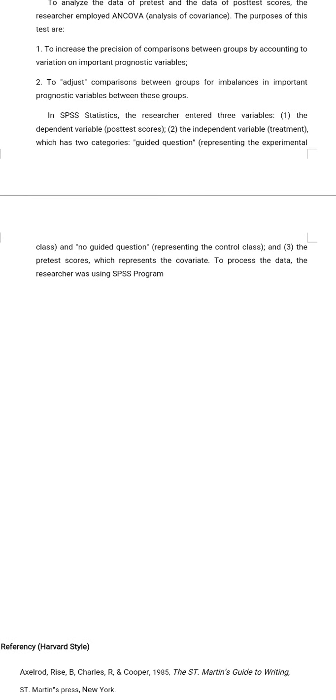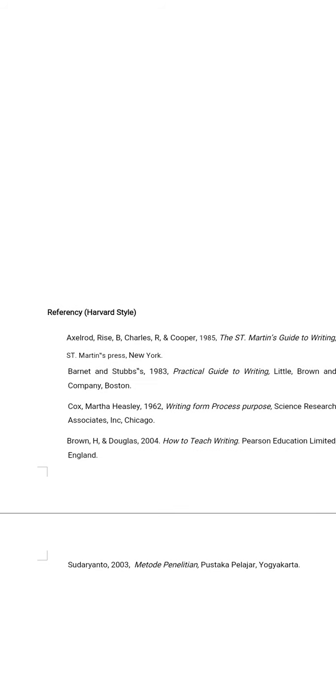In SPSS statistics, the researcher entered three variables: 1. The dependent variable, the post-test score, and 2. The independent variable, treatment, which has two categories: guided question, representing the experimental class, and no guided question, representing the control class, and 3. The pretest score, which represents the covariate, to process the data. The researcher was using the SPSS program. And the last, references in Harvard style.